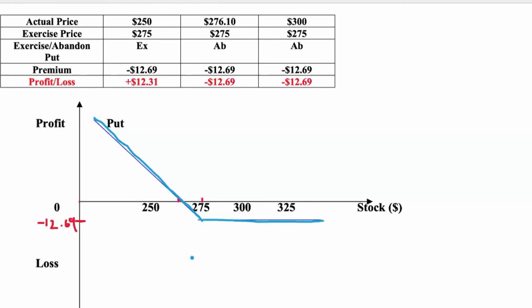So you don't have to just stop the angle at 250. Just keep on going if you have the space there, and you can fill all of this out again. For example, I would have here exercise. I would have here, it's the opposite to the call, abandon. So you would exercise at any price below the strike. You would abandon at any price above the strike.